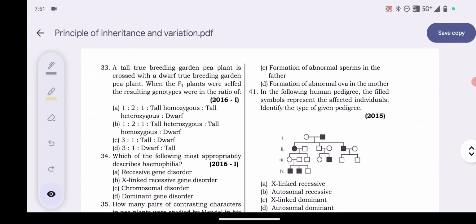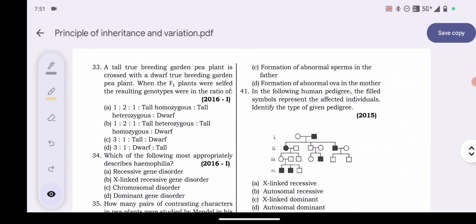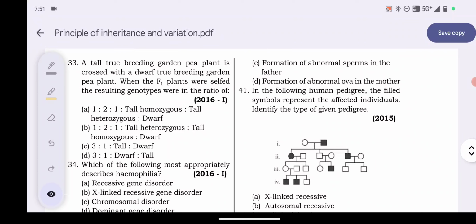Question number 33. A tall true breeding garden pea plant is crossed with a dwarf true breeding garden pea plant. When the F1 plants were selfed, the resulting genotypes were in the ratio of... This is about a monohybrid cross. So what was the genotypic ratio of a monohybrid cross? It was 1:2:1, right? So what comes in 1? Tall homozygous. In 2 comes tall heterozygous. And finally the last 1 is dwarf. So here the answer will be option A. And the phenotypic ratio is 3:1.